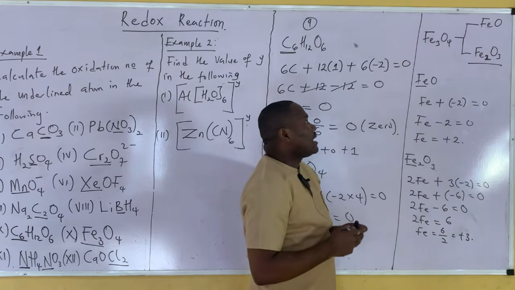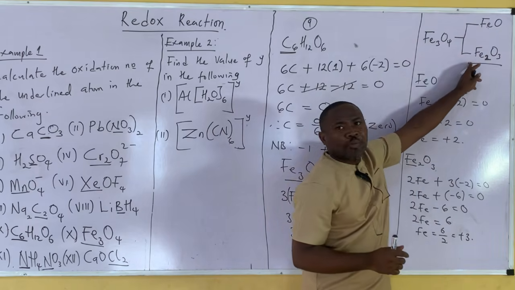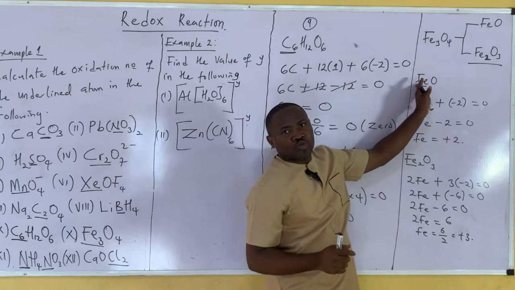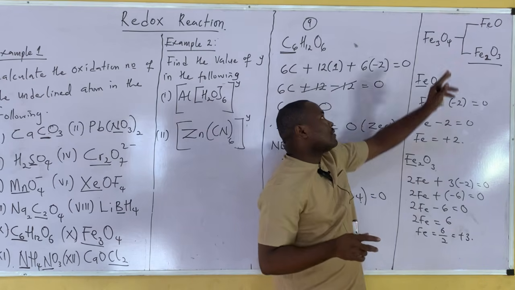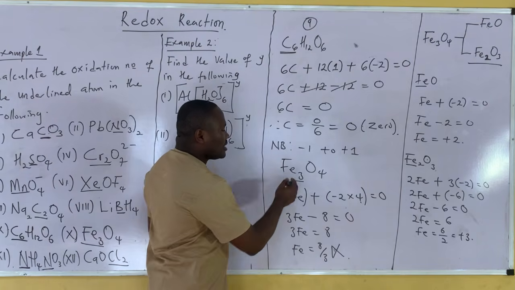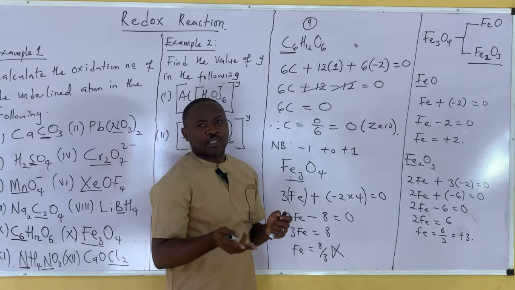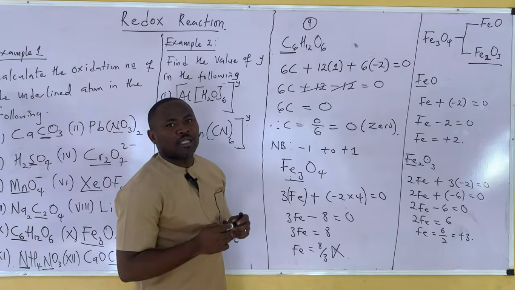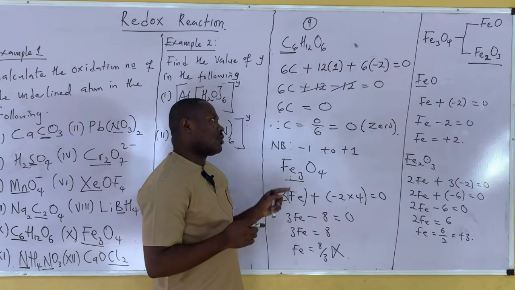So it means that in this compound, iron is +2. In this compound, iron is +3. So this is iron(III) oxide, this is iron(II) oxide. So iron(III) oxide combining with iron(II) oxide gives us this. So now what is the oxidation number of iron in this compound? It means iron is +2 and iron is +3. So we call this compound iron(II) diiron(III) oxide. Thank you.